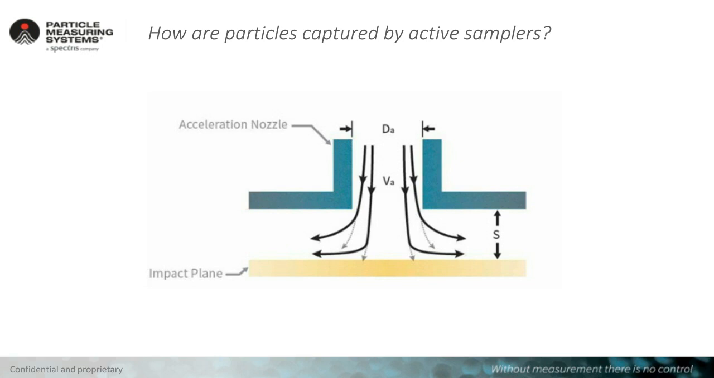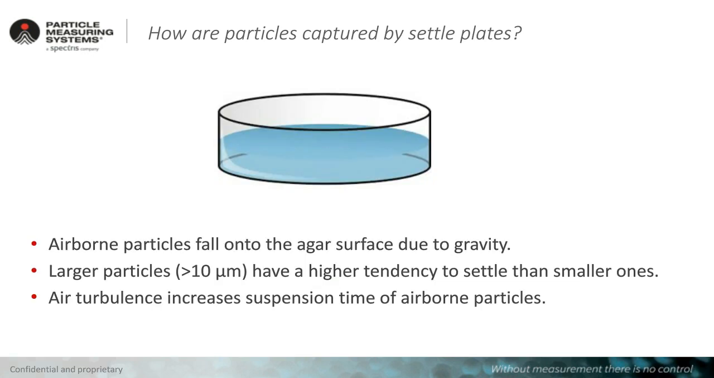How does that work with settle plates? Simply, we believe and we hope that airborne particles fall onto the agar surface just by gravity. Of course, larger particles have a higher tendency to settle than smaller ones, but we must understand that air turbulences and airspeed increase the suspension time of airborne particles. That means under high speed and under high air turbulences, you will have difficulties having microorganisms or MCPs settle on surfaces like a settle plate.